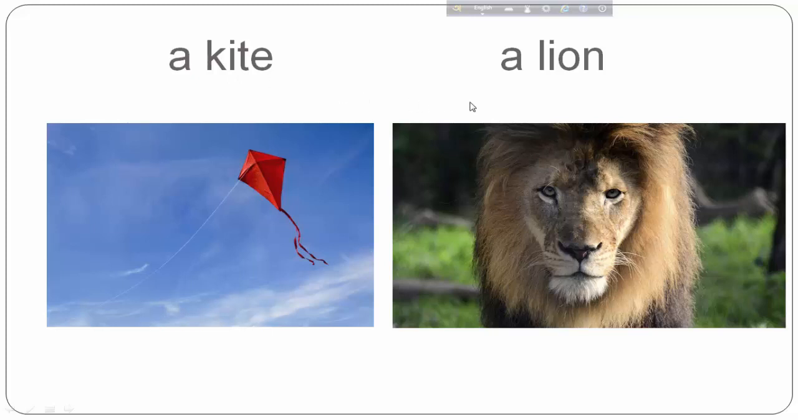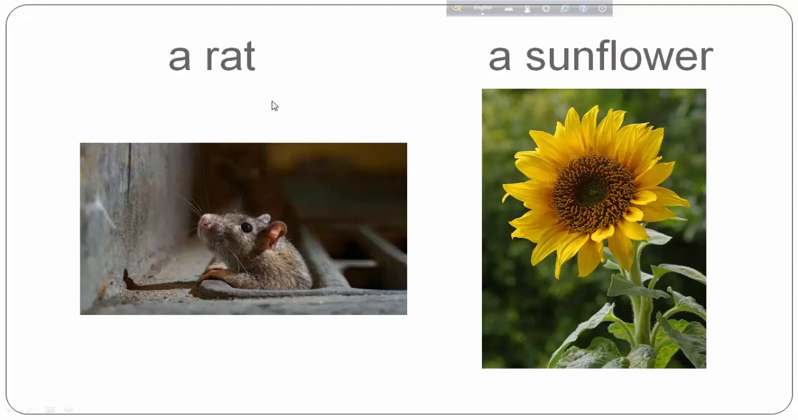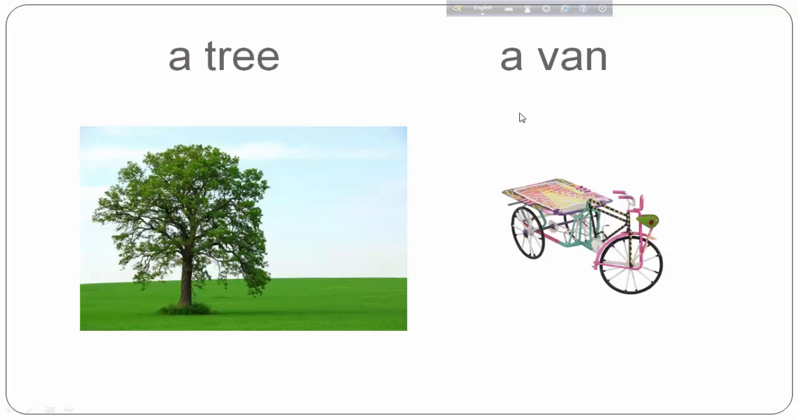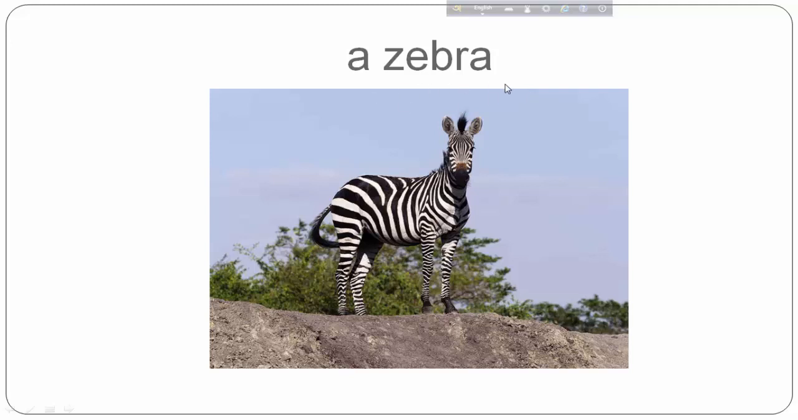A kite, a lion, a monkey, a pen, a rat, a sunflower, a tree, a van, a watch, a yak. So, we use a before a word that begins with a consonant. A zebra.